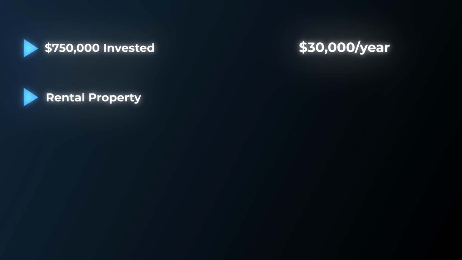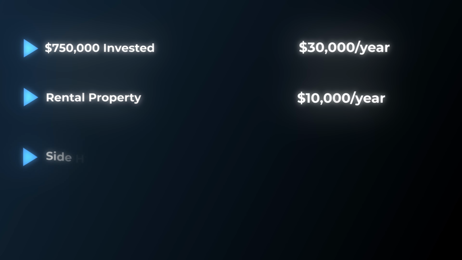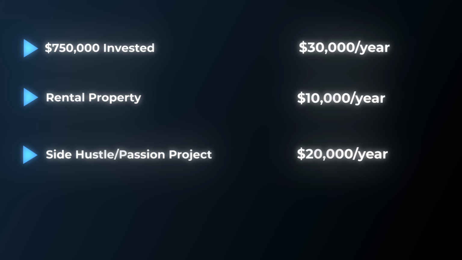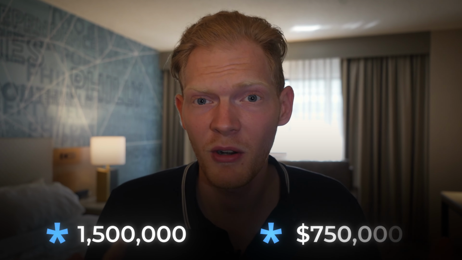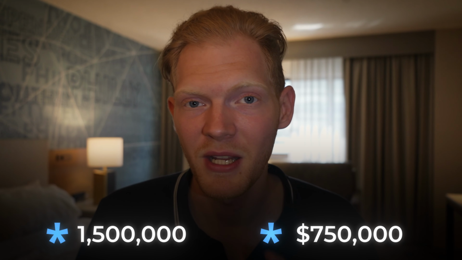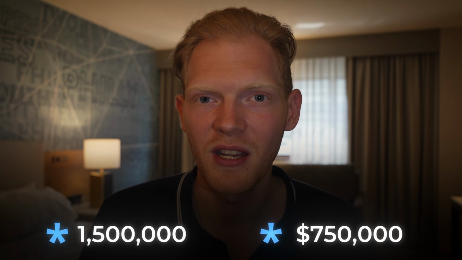Imagine this instead. You have $750,000 invested, which gives you $30,000 per year in passive income. You own a small rental property that brings $10,000 per year in profit, and you run a freelance side hustle or passion project that brings in $20,000 per year on your terms. That totals the same $60,000 per year, but your portfolio only needs to cover half of it. Now, instead of having to save $1.5 million, $750,000 is already enough. And depending on your savings rate, that could cut 5 to 10 years off your journey.